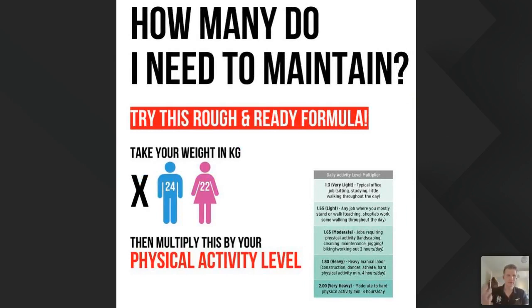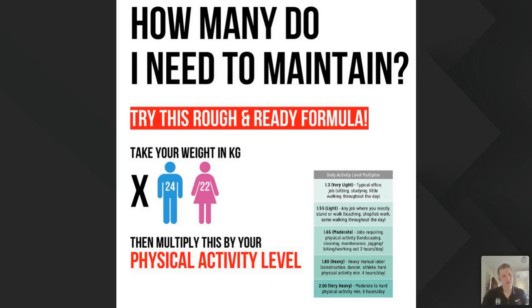So after going through that, you may be wondering, okay, how do I figure this out? And you can find a million and one different calculators if you go into Google. However, this is pretty much as accurate as any of them. So take your weight in kilos, and if you're a man, times it by 24. If you're a woman, times it by 22. Once you've done that, that's going to essentially work out that BMR for you, the amount of calories you burn at rest just to stay alive.